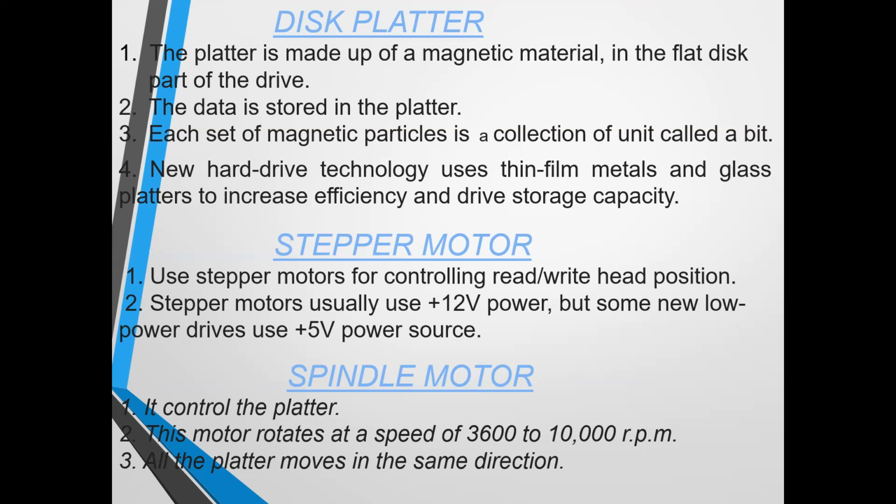Our disk platters use stepper motors to control our read-write head position. That little motor is where the little engine is, and it runs at a power of up to 12 volts to ensure that it can run that small reader.